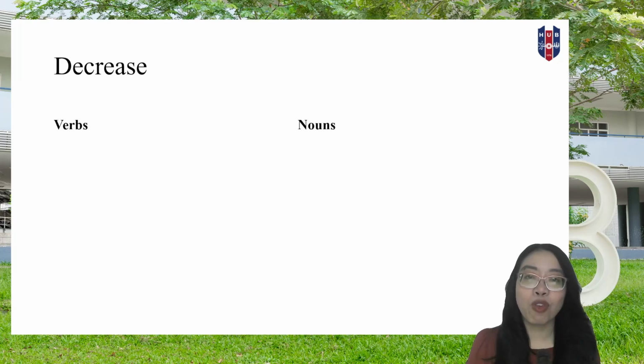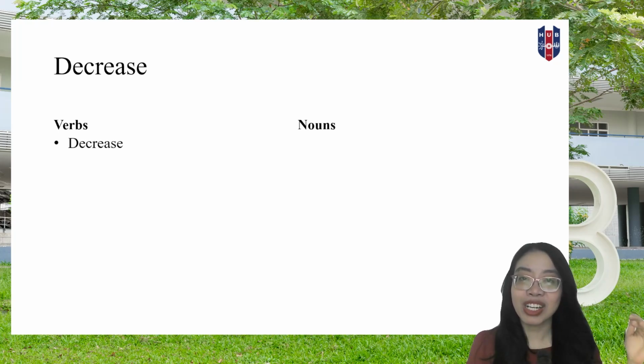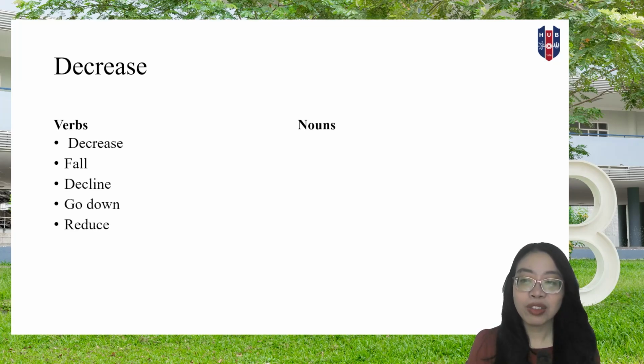Okay, how about for decrease? Can you think of some verbs? Yeah, we can have the word like increase, so decrease, right? Fall, we can say decline, go down, reduce, drop, and plunge, right? Plunge is like it decreases very quickly, abruptly, plunge, and plummet is the same, sharply, dramatically.